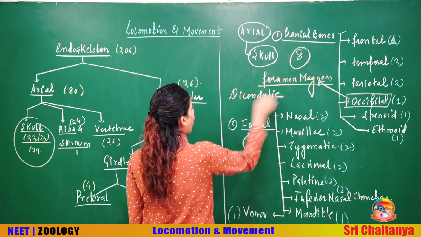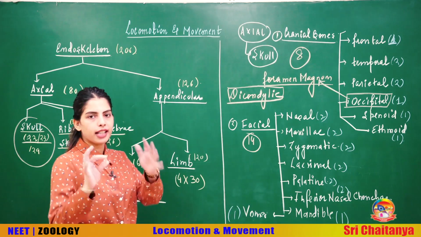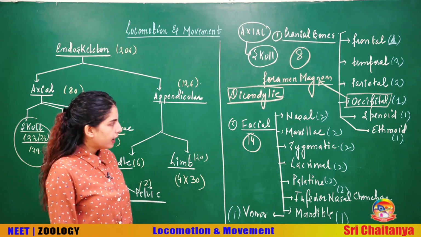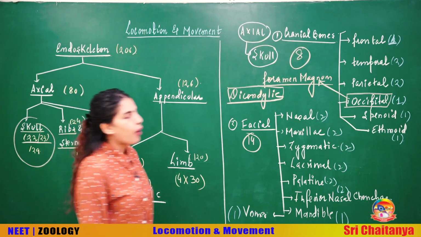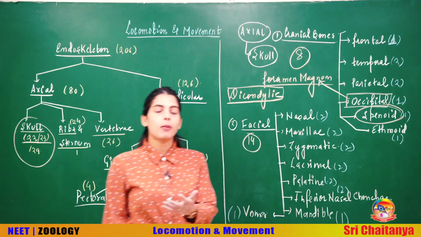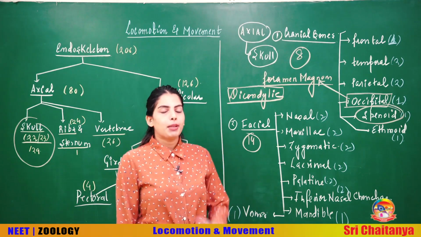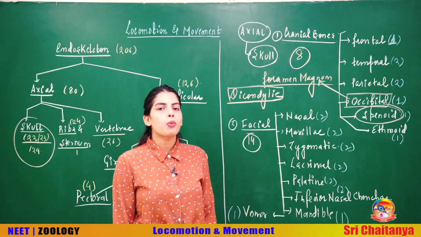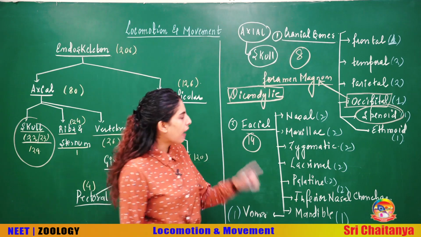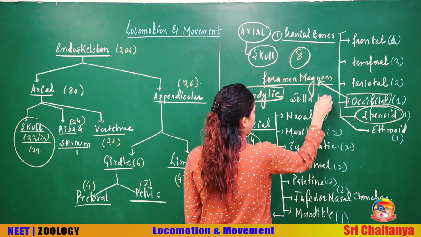At the sides of foramen magnum you have got 2 occipital condyles, which is why your skull is dicondylic. Talking about the sphenoid bone, we will be discussing the chemical coordination chapter also. The pituitary gland is enclosed in a bony cavity. That bony cavity of the sphenoid bone is called sella turcica.